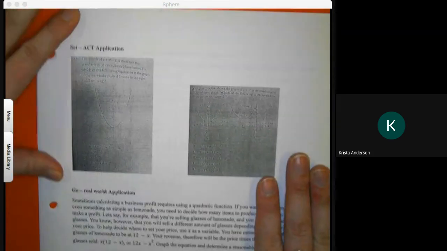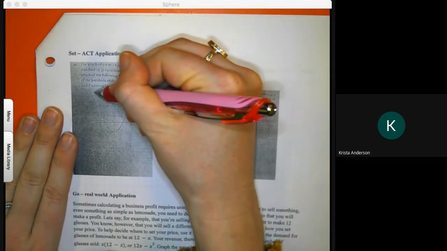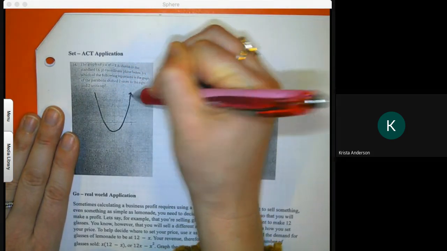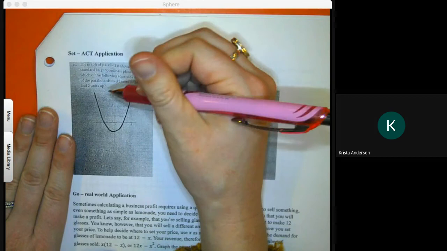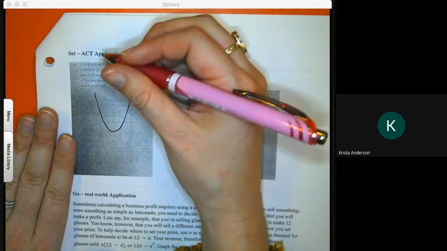Last ones are ACT questions. They are kind of hard to see. I'm given this graph. Put your phones away. You take the ACT next year.